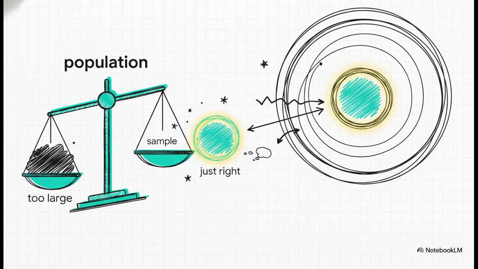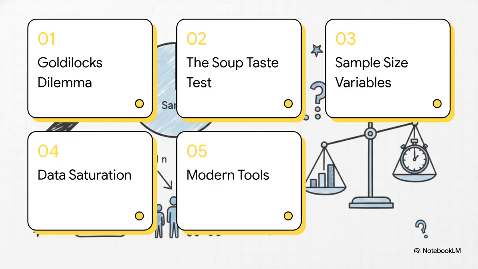In statistics, your sample is basically just a percentage of the total population, and your ultimate goal is to use that small group to make highly accurate inferences about the whole. But hitting that perfect number, it's a massive balancing act. So here is our roadmap for this explainer. First, the Goldilocks dilemma. Second, the soup taste test. Third, variables driving sample size. Fourth, reaching data saturation. And finally, modern calculation tools.